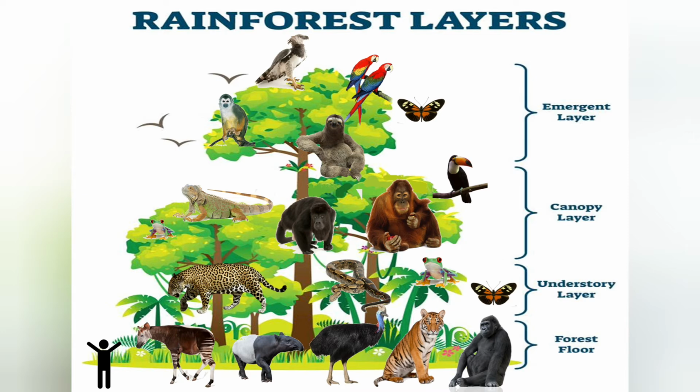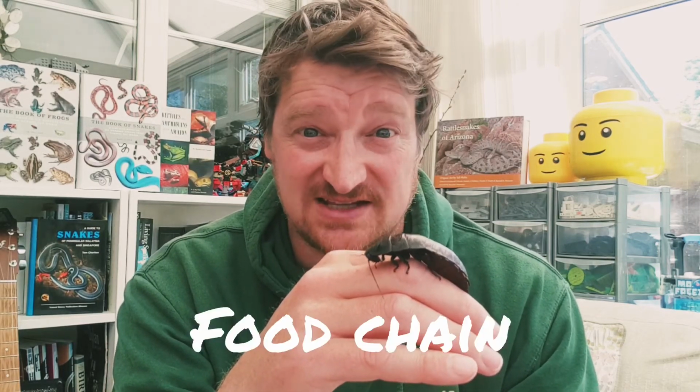Now, I must point out, all these animals, they're found in rainforests all around the world. They're not necessarily found in the same rainforest. So you wouldn't find a jaguar with a tiger, because the jaguar's from South America and the tiger's from Asia. So yeah, this is just an example of all the different animals that you'd find on the different layers of the rainforest. So all this variety of life means there's what's called a lot of food chains going on.